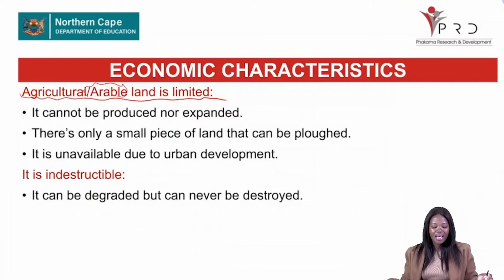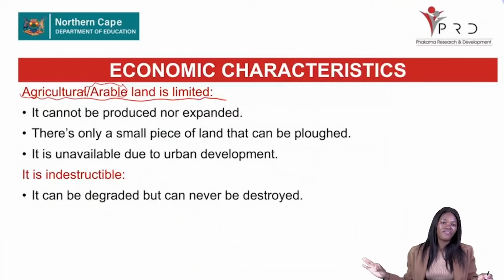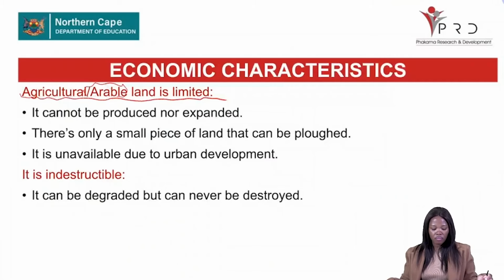Right. Secondly, there's only a small piece of land that can be plowed, right? And then the last one, it is unavailable due to urban development. We all know that some land or some soils are reserved for human settlement, leading to very little land being available for agriculture, right? That is why land is limited. Right. Second economic characteristic, land is indestructible. What does it mean that land is indestructible, and how?